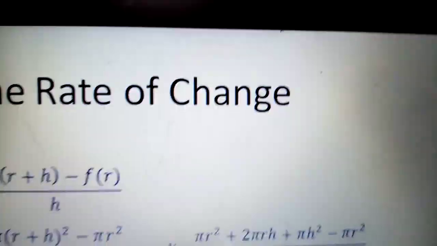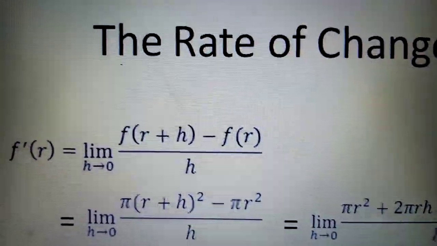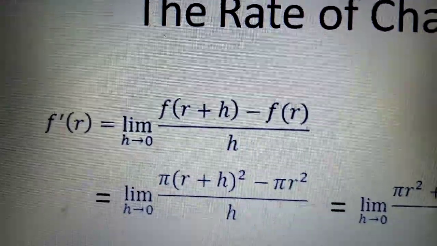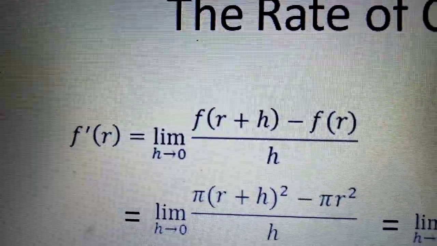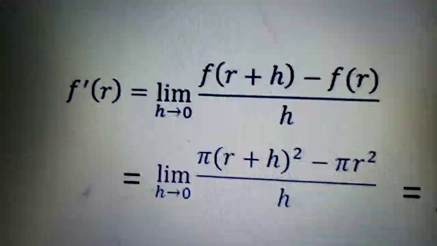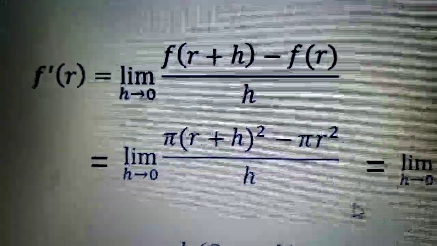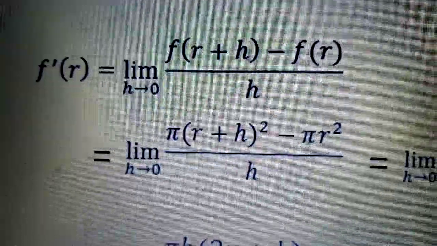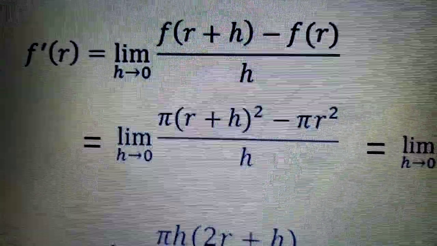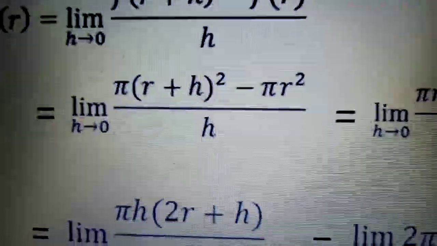So the rate of change of area with respect to the radius of a circle is the differential of the area with respect to the radius. So f prime of r is limit h tends to 0, f of r plus h minus f of r over h. You remember the formula for area of a circle is pi r squared. So anywhere we see r in the formula, we put r plus h. So pi into bracket of r plus h all squared minus pi r squared over h. Take the limit as h tends to 0.